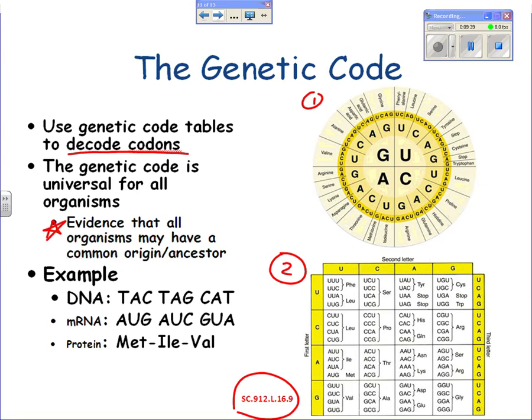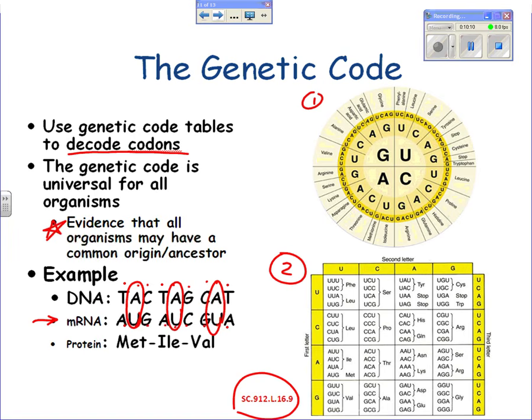So here's our example. Starting with one side of a DNA, right? You have your DNA template. We have the sequence TAC, TAG, CAT. Now that DNA sequence would be transcribed into an mRNA copy. Again, that would transcribe into AUG, AUC, GUA. Notice A and U pair together in mRNA. Okay, so this is protein synthesis.